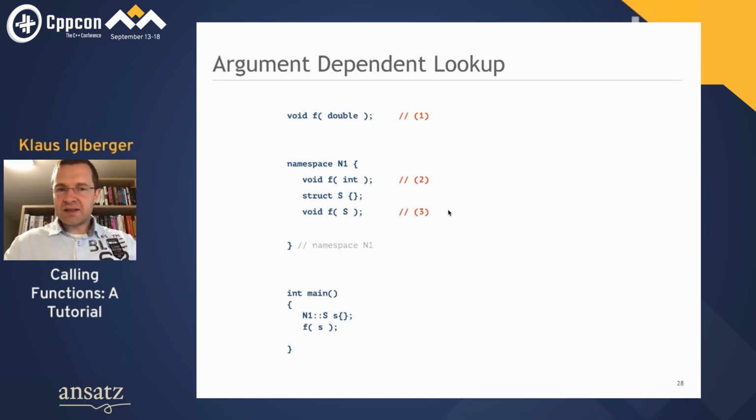Despite the fact that I said before that only the things that have been seen are now called, actually this will call function 3, a function that is not in the global namespace, but in namespace n1. This effect is called argument-dependent lookup. The type s is from the namespace n1, and so the compiler is now additionally considering the namespace n1 to find functions. So in this context, it finds function 1, 2, and 3, and then ultimately decides that function 3 is the right thing to call.